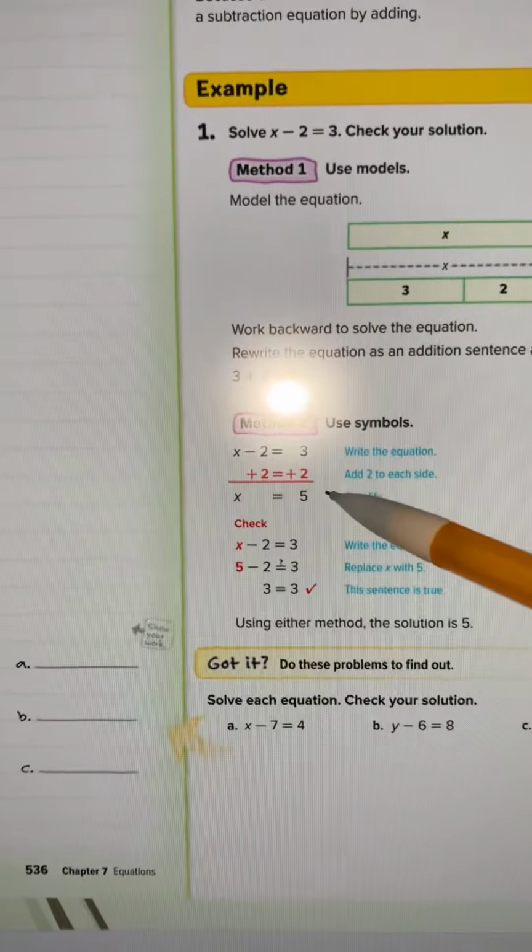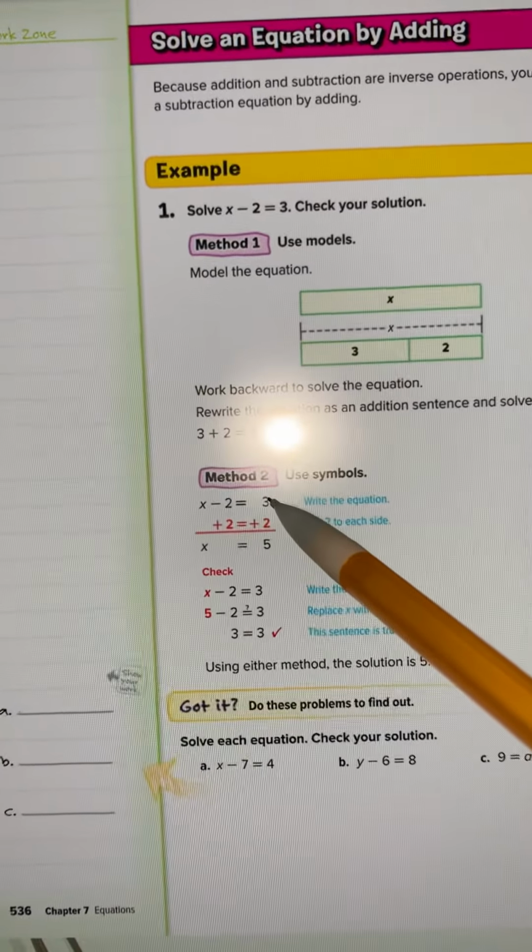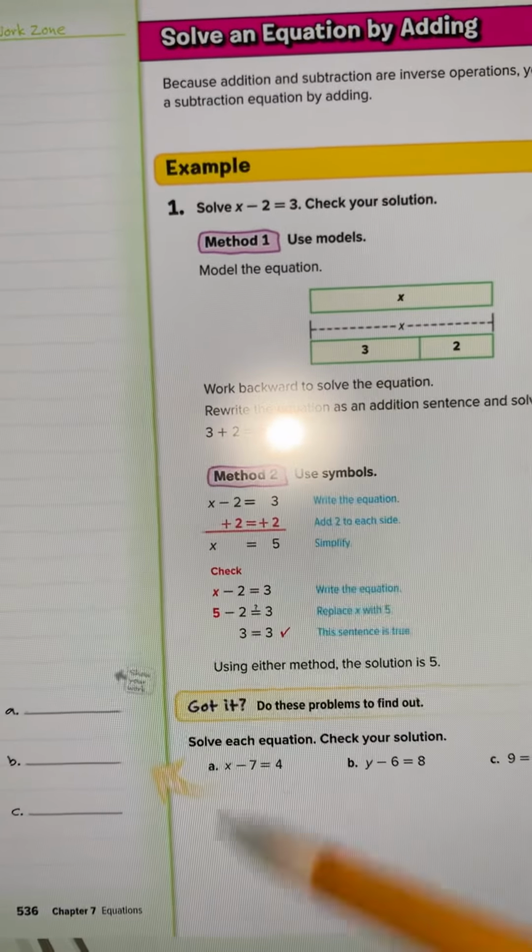Okay, so when I have negative 2 plus 2, this is going to be 0. Any number that has opposite signs and is the same number is going to be equal to 0. So I'm going to cross this out. I cancel it out. It's going to disappear. So what are we left with on this side? We have x. And what are we left with on this side? 3 plus 2 equals 5.